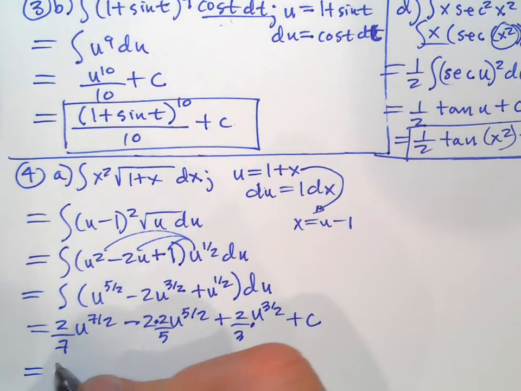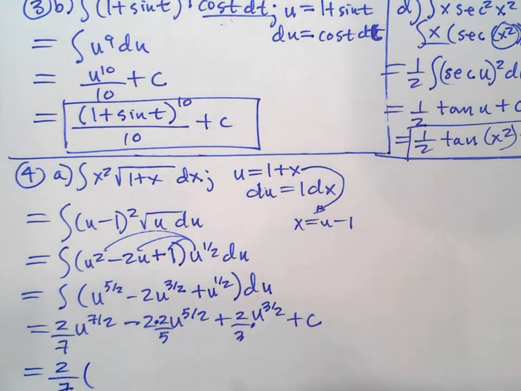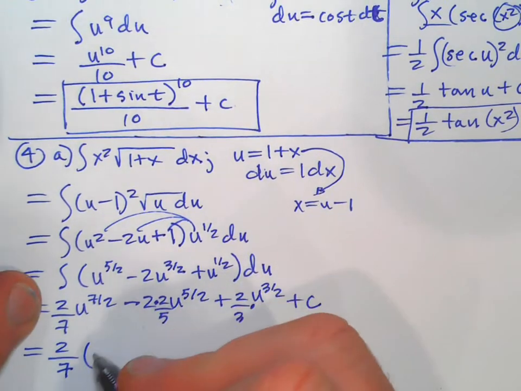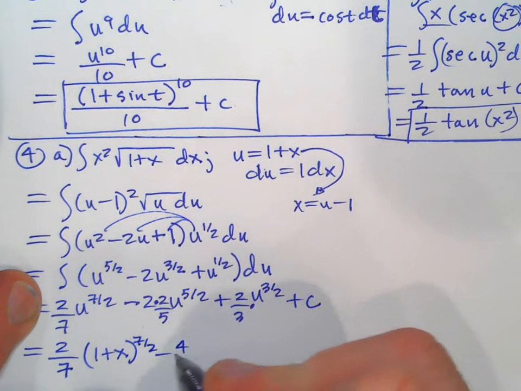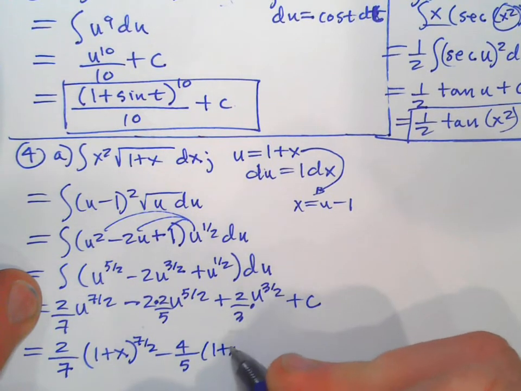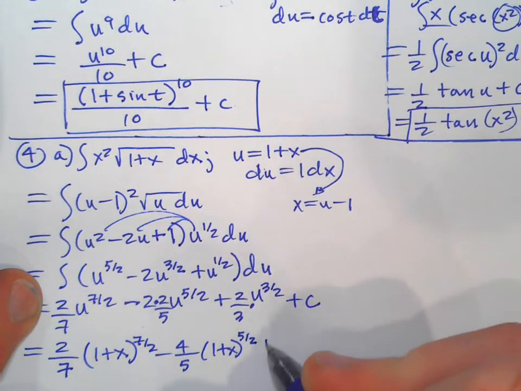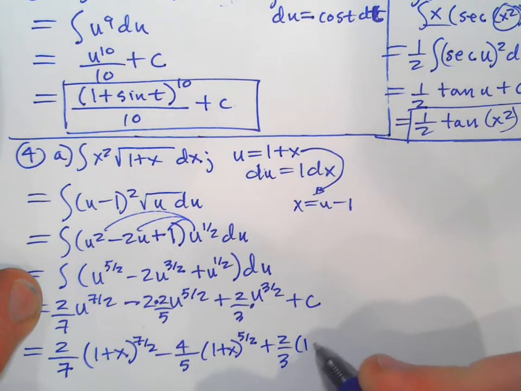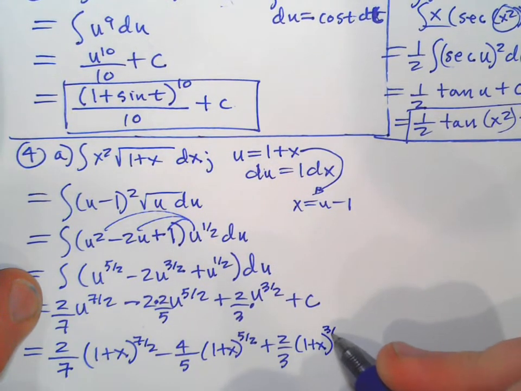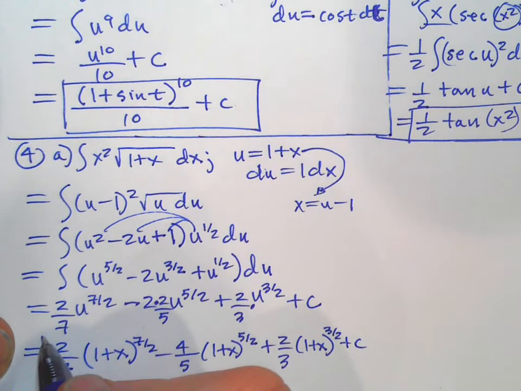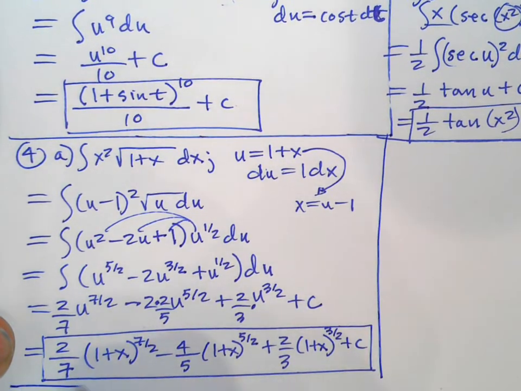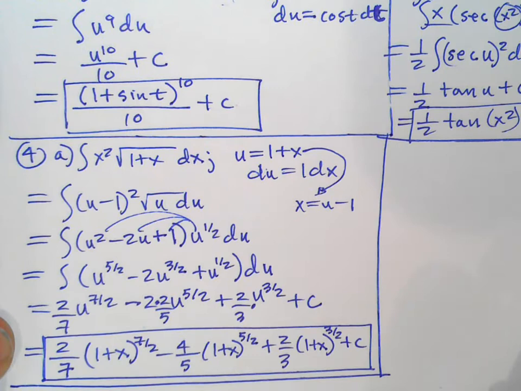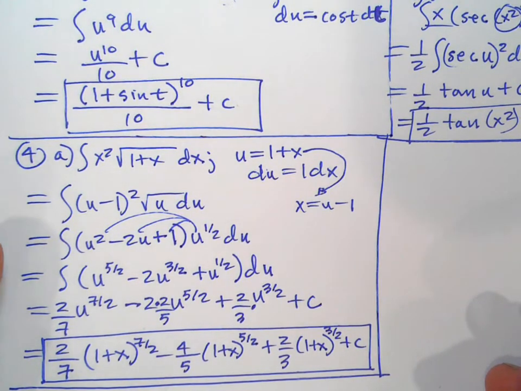And then we got to rewrite it back in terms of x. People are going to forget to do that on your next test, and I'm going to have to take off points. So (1 plus x) to the 7/2 minus 4/5 (1 plus x) to the 5/2 plus 2/3 (1 plus x) to the 3/2 plus c. There you go. 4a.